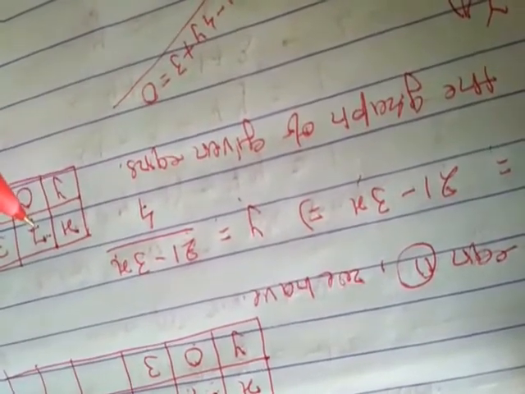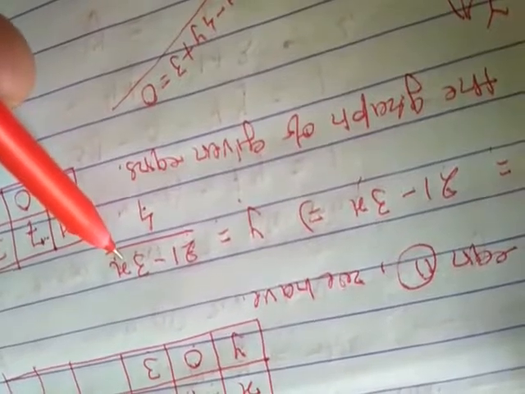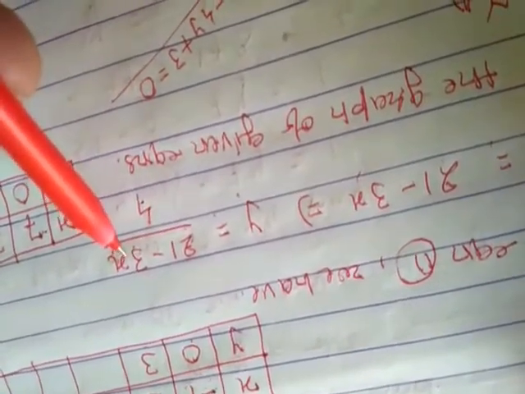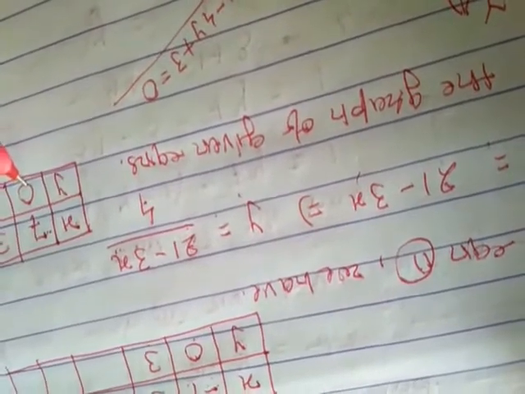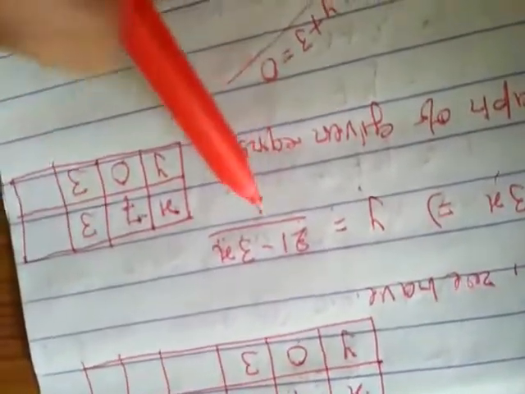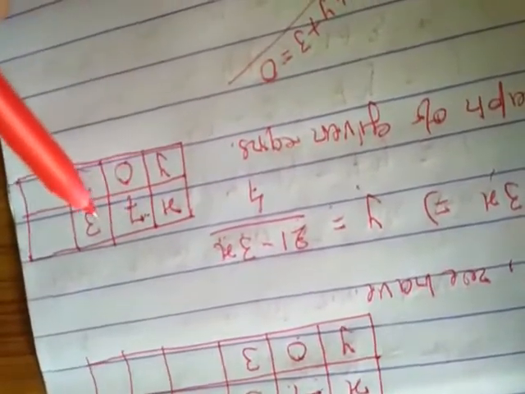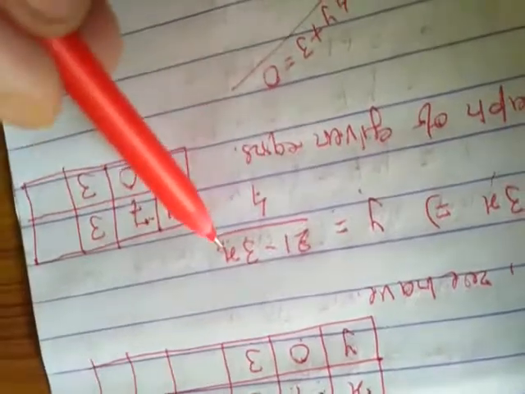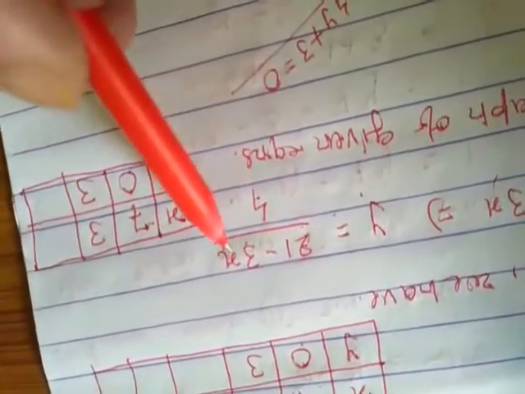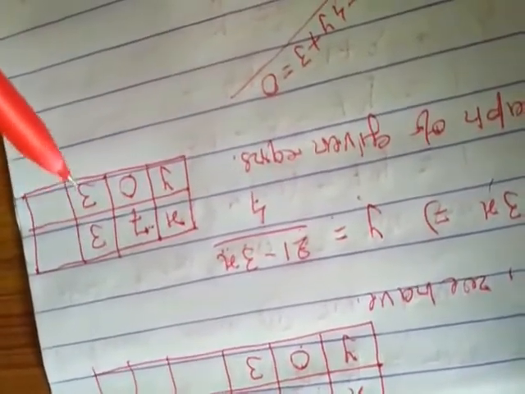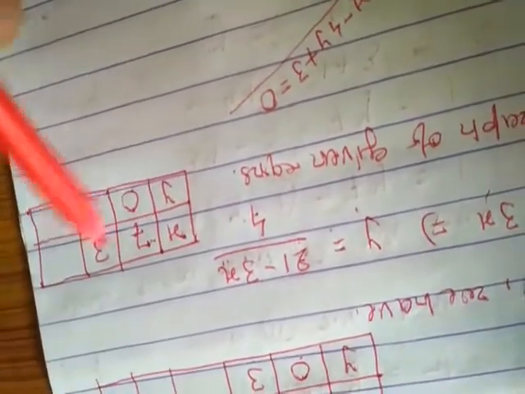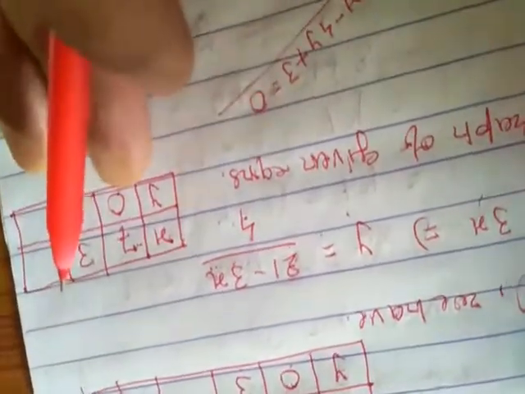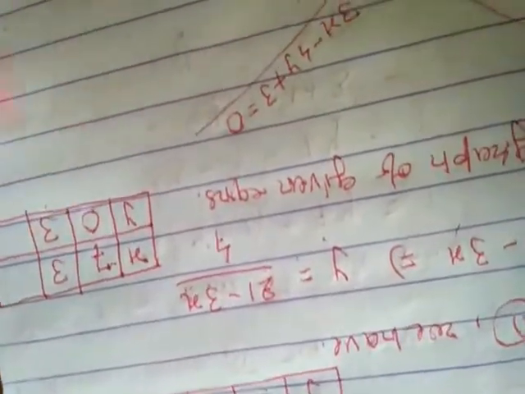Suppose we assume the value of x as 7. So 3 into 7 becomes 21. 21 minus 21 equals 0. That is 0 by 4 equals 0, the value for y. Again, if we assume the value of x is 3, then 3 into 3 becomes 9. 21 minus 9 is 12. 12 by 4 equals 3. So this is the table for our second equation.